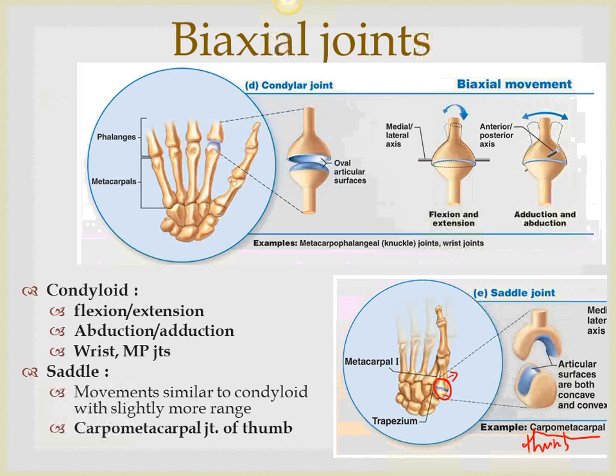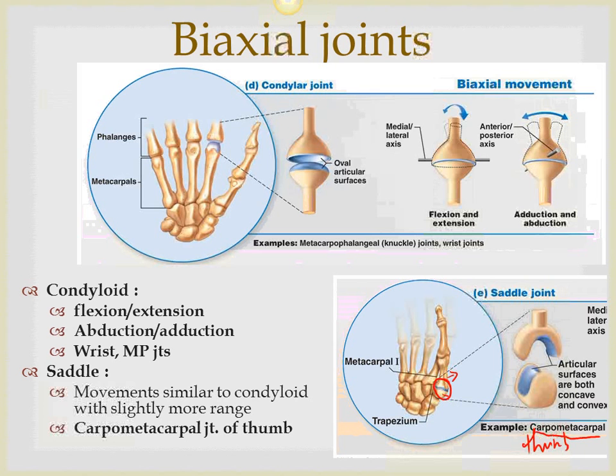So the movements are very similar to condyloid. If you look at your thumb, you can get it across your palm, which is flexion. You can take it away from the palm, which is extension. The difference being when you get your thumb across your palm, along with flexion there's a slight degree of medial rotation. I don't know if you can see it, but if you look at your thumb, you can see there's a slight degree of medial rotation. When you take your thumb away from the palm, which is extension, there's a slight degree of lateral rotation. So there's a little bit of rotation which accompanies these movements.